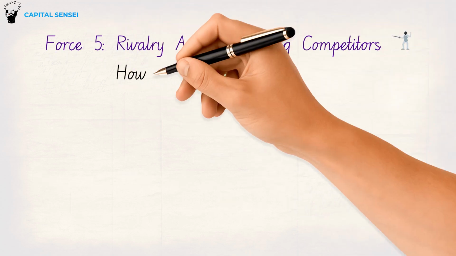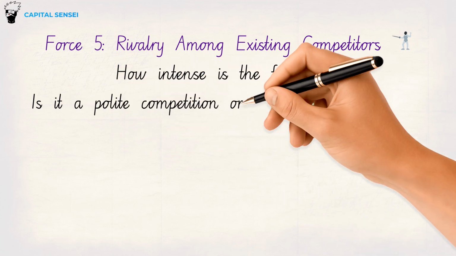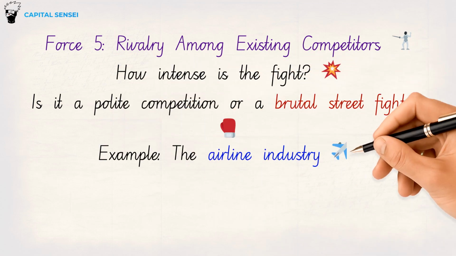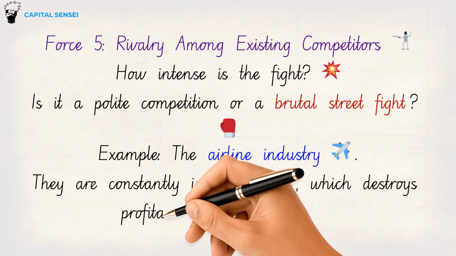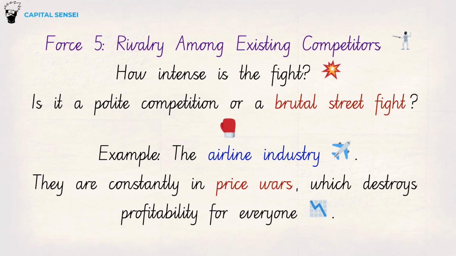And finally, the fifth force is rivalry among existing competitors. This is the one we think of most often. How intense is the fight between the companies that are already in the industry? Is it a polite, gentlemanly competition? Or is it a brutal, no-holds-barred street fight? In some industries, rivalry is low. The companies might have their own niches and avoid stepping on each other's toes. In other industries, it's a total bloodbath.